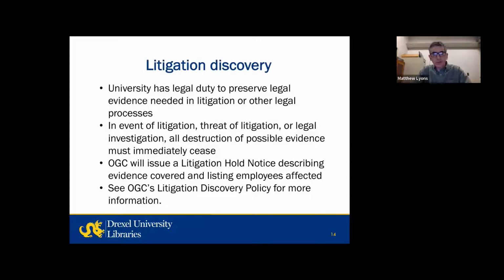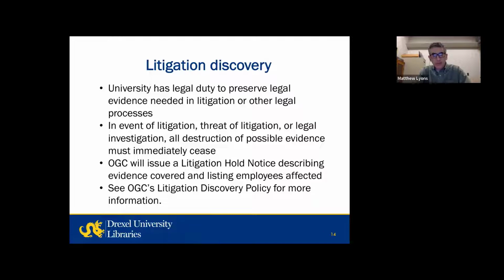I've referred to litigation discovery and litigation hold a couple of times. Basically, the university has a responsibility to preserve evidence that's needed in a court case. So if the university is involved in a lawsuit, or there's the threat of a lawsuit, or a legal investigation, it has to immediately stop all destruction of records that might be used as evidence.